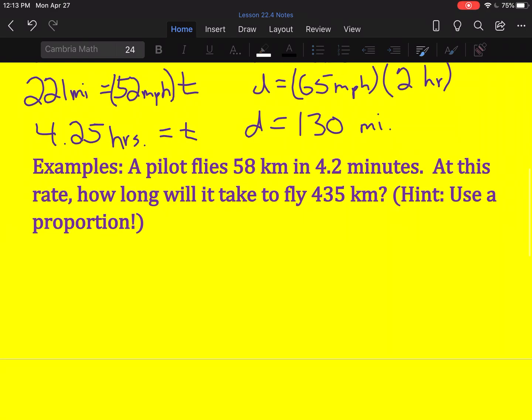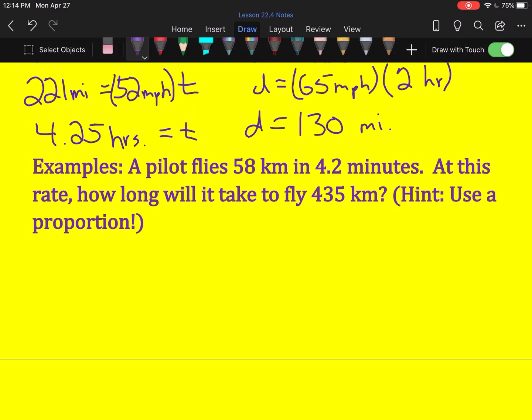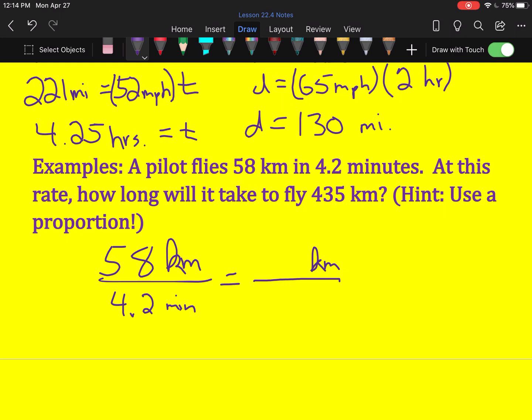Example, a pilot flies 58 kilometers in 4.2 minutes. At this rate, how long will it take to fly 435 kilometers? Hint, use a proportion. Okay, so what do we know? We know he flies 58 kilometers in 4.2 minutes. If I'm suggested to use a proportion, that means two equal fractions. If I put kilometers in the numerator of my first fraction, I have to keep them there. And if I had minutes in the denominator of my first, I have to keep them as the denominator of the second fraction.